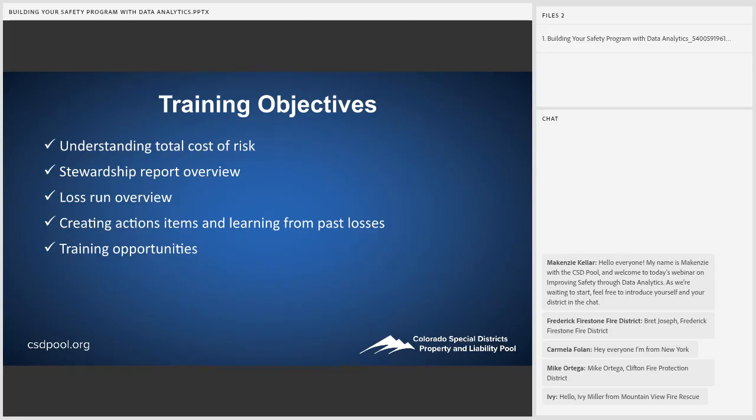Well, I guess today we have a few objectives. We will start with the total cost of risk, and then I will walk you through a stewardship report page by page. And then I will turn it over back to Kyle. He's going to review some sample loss runs, and then he will talk about creating action items and learning from past losses and identify any training opportunities. So I will get started on the total cost of risk.